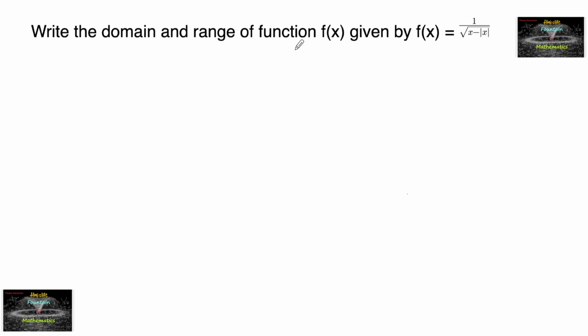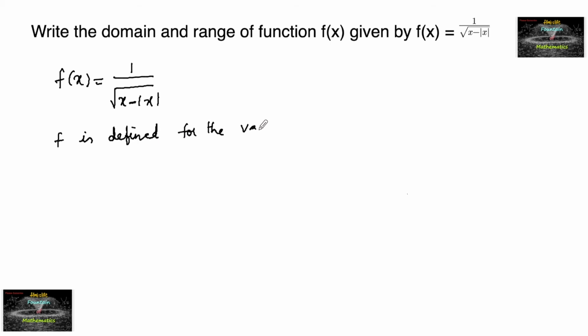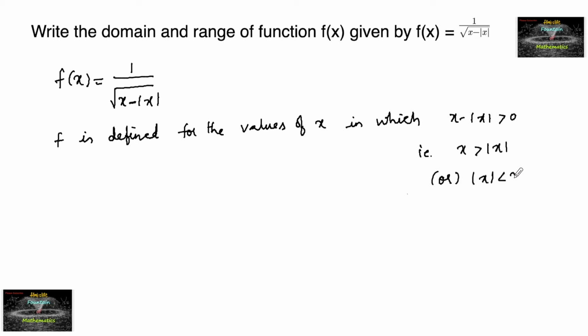Write the domain and range of the function given by f of x is equal to 1 upon root over x minus mod x. Clearly this function f is defined for the values of x in which the denominator under the root, x minus mod x, must be positive, that is x is greater than mod x, or mod x is less than x.